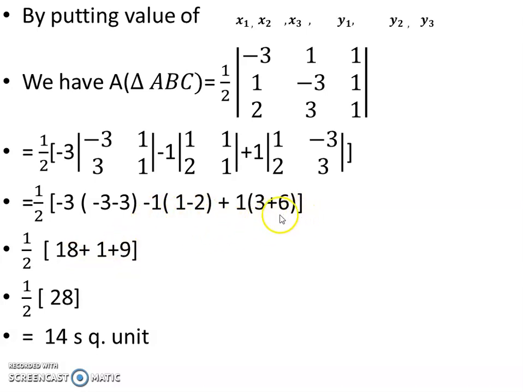3 plus 6 is 9. 9 into 1 is 9. So which value should we remember? 18 plus 1 plus 9, which is 28. 28 with positive number is derived, so we have to use 1 upon 2 into 28. So what is the answer we derive? 28 is easily divisible by 2, so 14 is our answer.